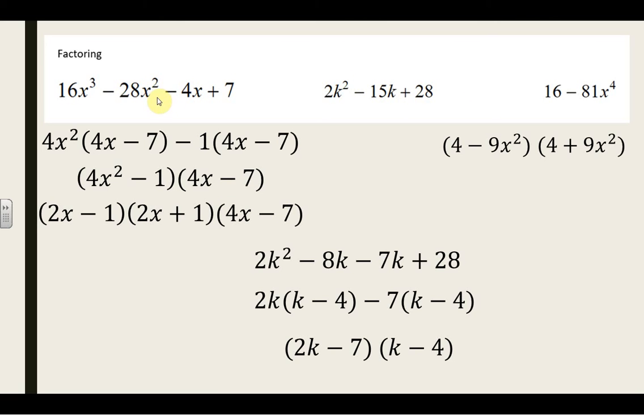If you are like, whoa, what just happened? Google factor by grouping. Google AC method, or factoring with a leading coefficient greater than 1. Difference of perfect squares.